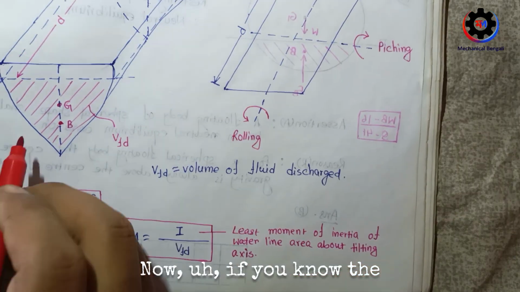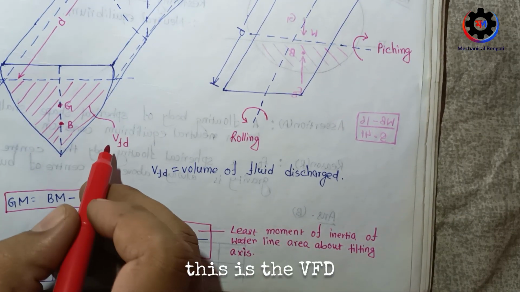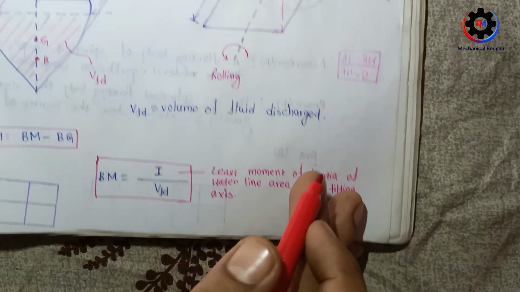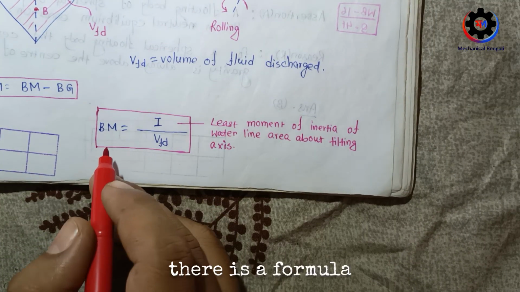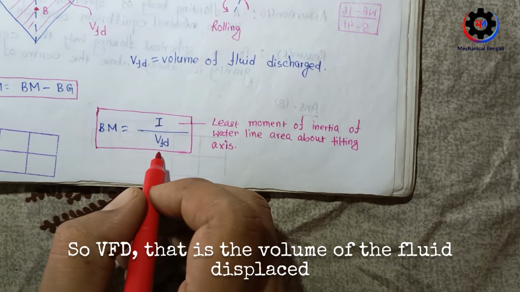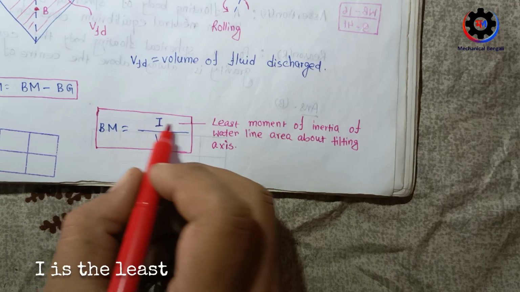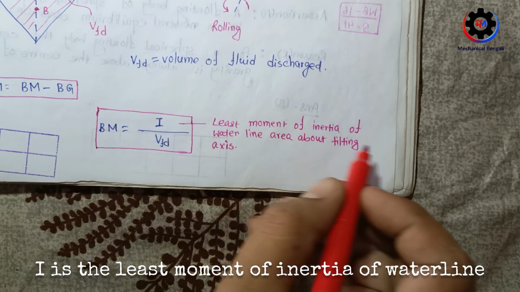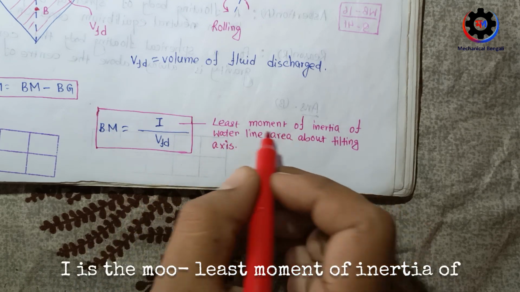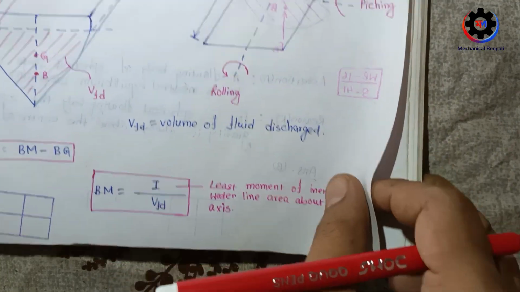Now this is the volume here, the area into the perpendicular distance. This is the VFD. VFD is the volume of the fluid displaced or discharged. Okay, so now for BM there is a formula: BM is equal to I by VFD, where VFD is the volume of the fluid displaced, and I is the least moment of inertia of the waterline area about the tilting axis. So that is the case.